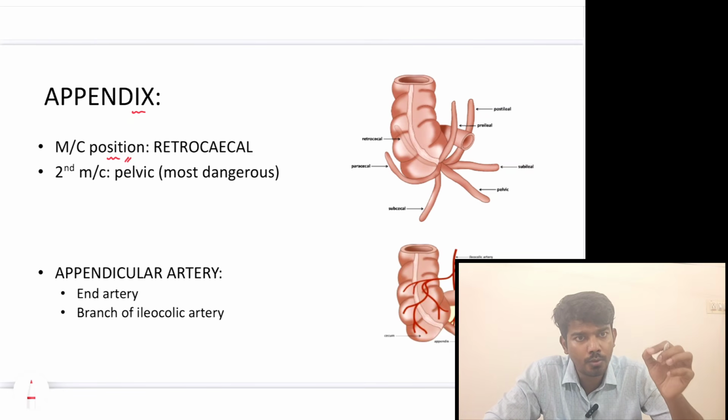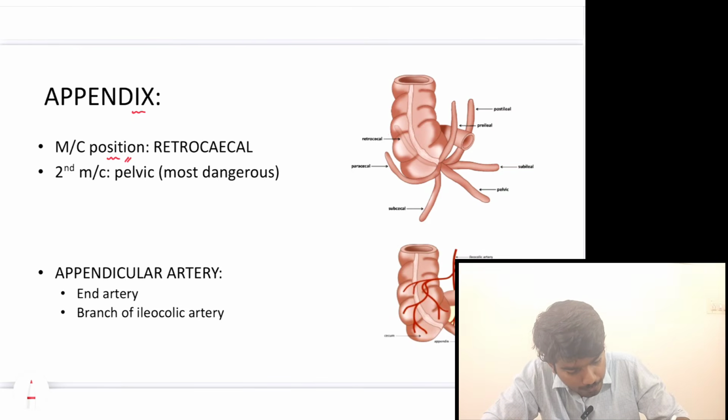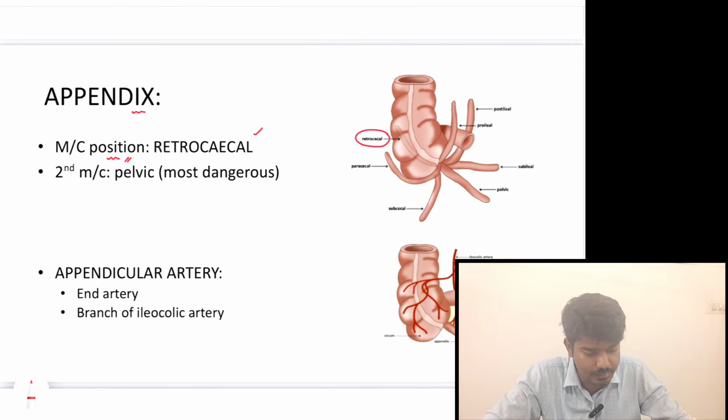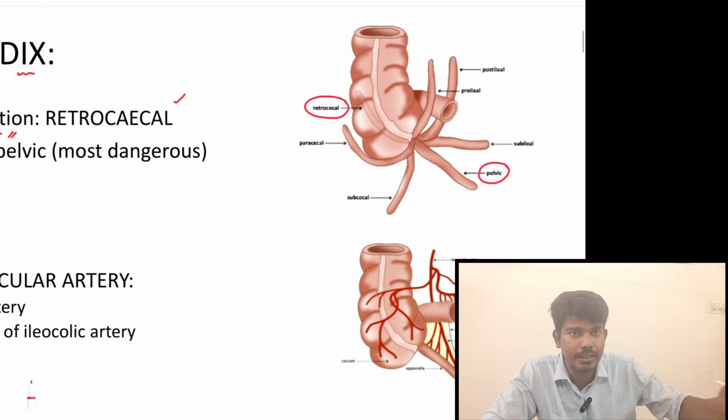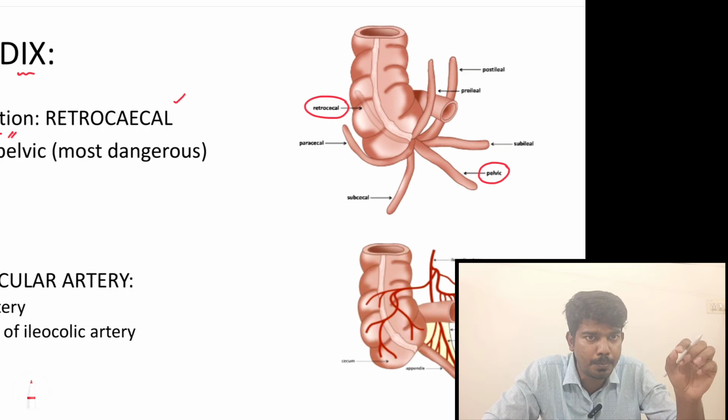It can most commonly be in the retrocecal area, that is behind the cecum. That is the most common position of the appendix. Second most common is the pelvic position, that is, the appendix goes towards the pelvic cavity.